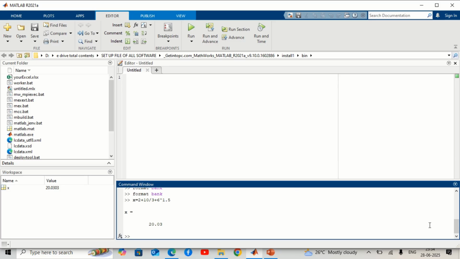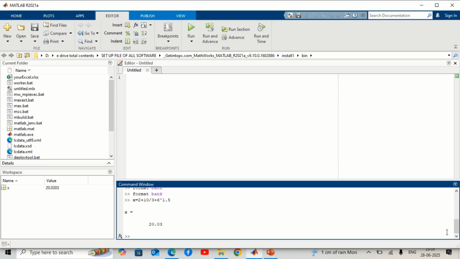First we used long format, then we used short format, then we used format bank. In the long format command we get the 16-digit decimal numbers. Then when we use the short format command, we get the 4-digit decimal value. Today we used the format bank command and we get the 2-digit decimal value. Okay, so this is the format command.